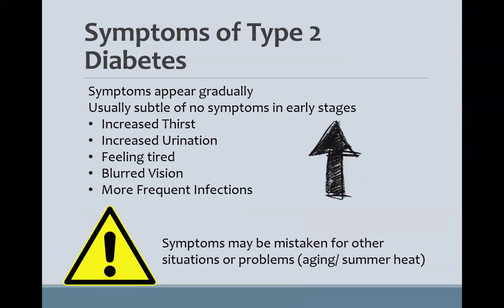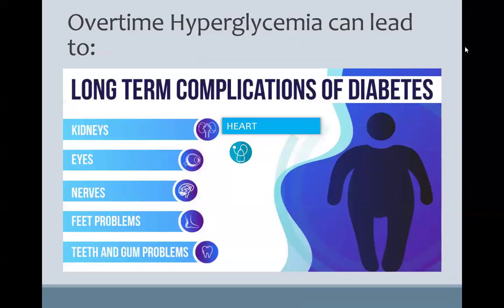Symptoms for type 2 come on more gradually than type 1. Type 1 comes on fast, type 2 comes on gradually. People can be pre-diabetic for a very long time, but there is some overlap in symptoms: increased thirst, urination, feeling tired, blurred vision, more frequent infections. Long-term complications can very negatively affect kidneys, eyes, nerves, and feet. People can have neuropathy, periodontal disease, and heart disease.